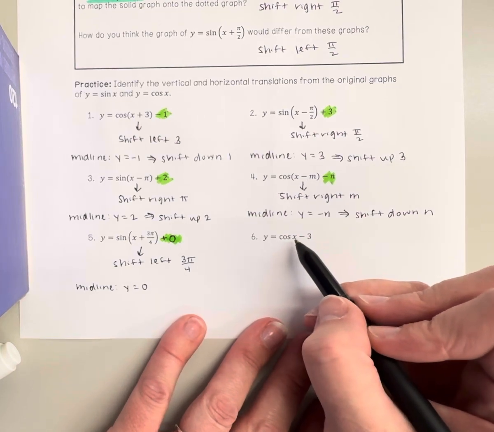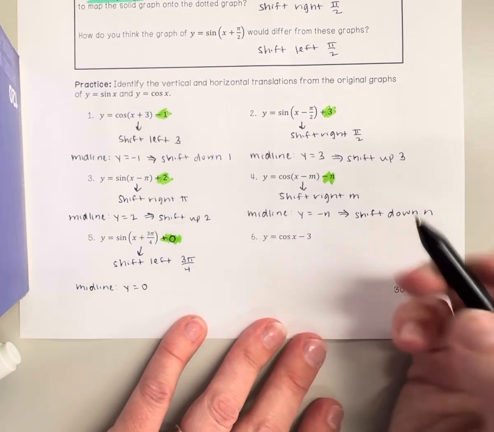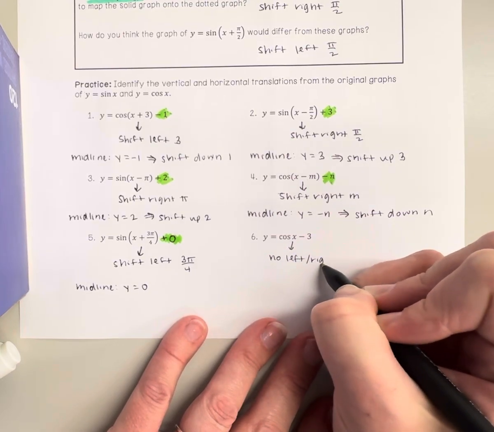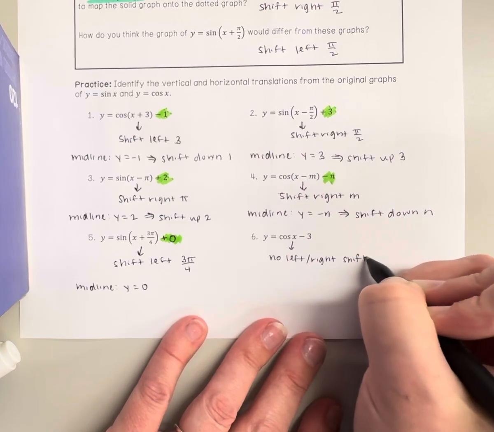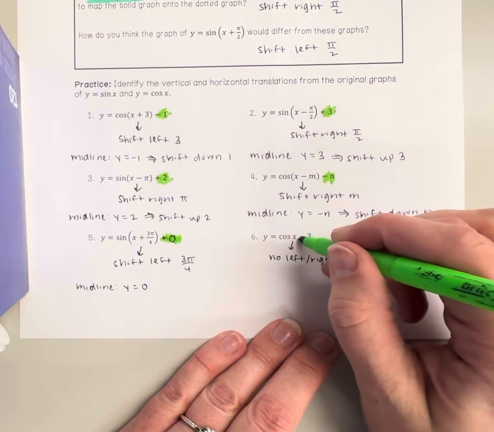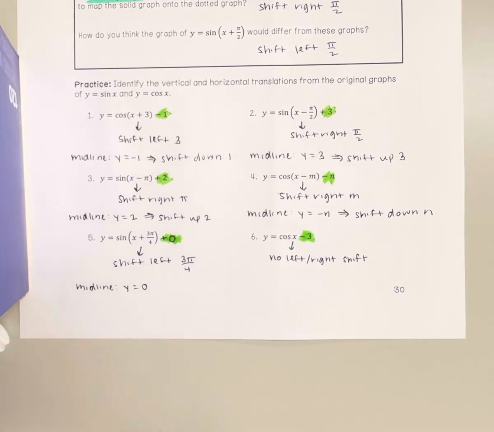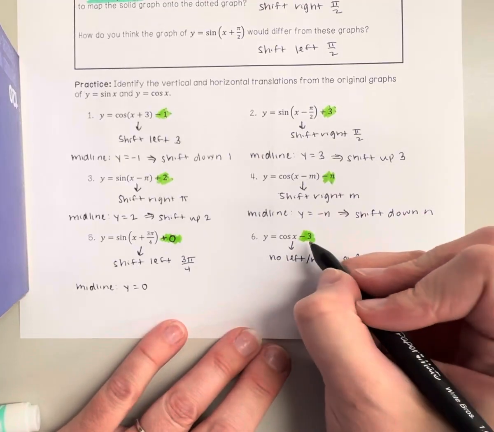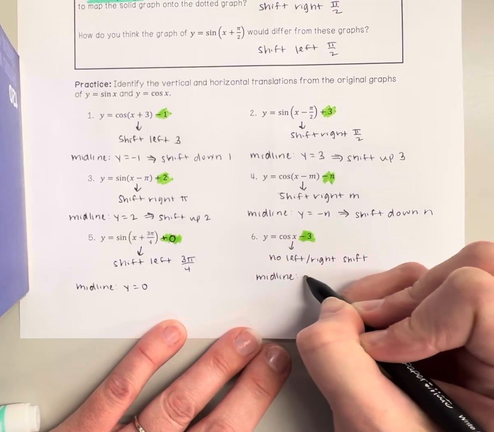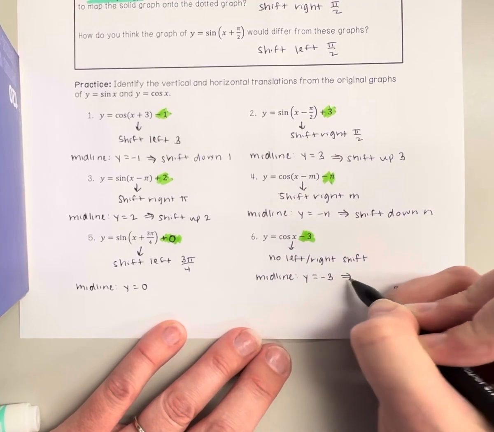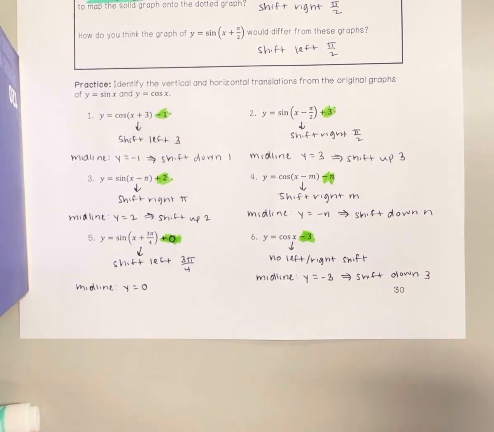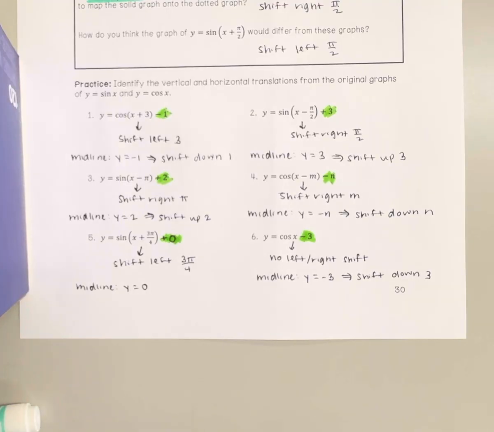Now on this one, notice that there's no parentheses. So no parentheses means there's no left or right shift. The only shift that we have is coming from the midline. So the midline, again, normally the midlines are at 0 for the basic sine and cosine functions. Now the midline is at y equals -3. So this is a shift down 3. All right, there's a little bit about left and right and up and down shifts.